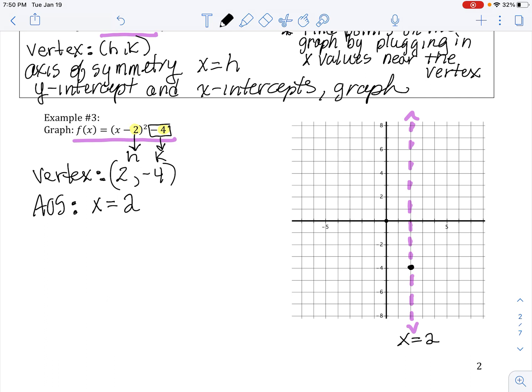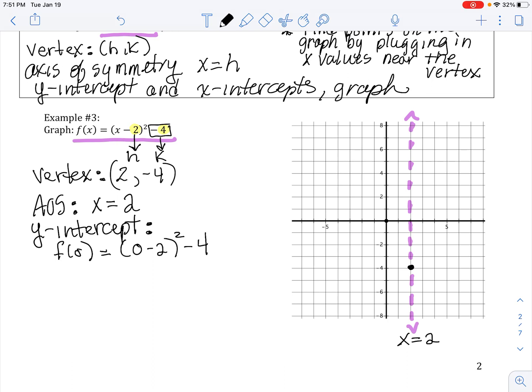So I'll go ahead and label that. The next thing we found was x or y-intercept. So let's find the y-intercept. That means I'm going to plug in 0 for x, right? So f of 0 equals 0 minus 2 squared minus 4.